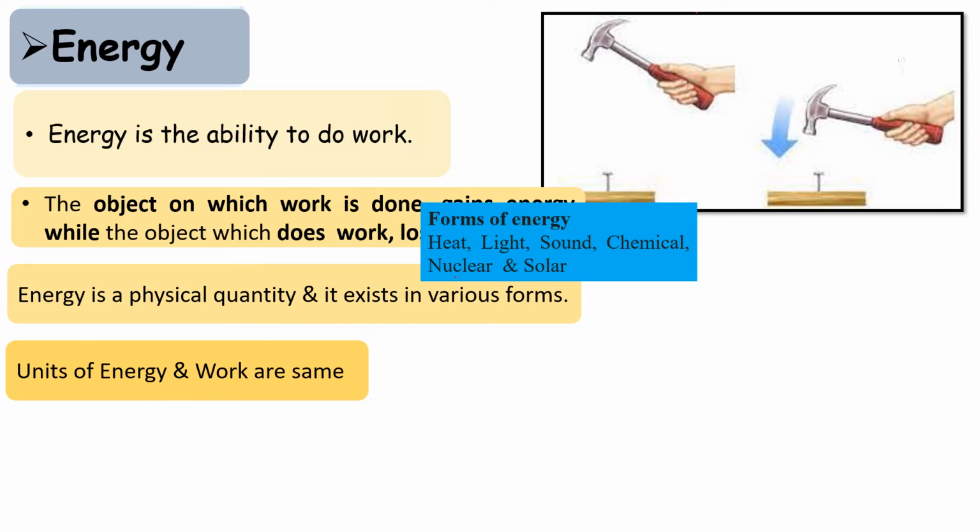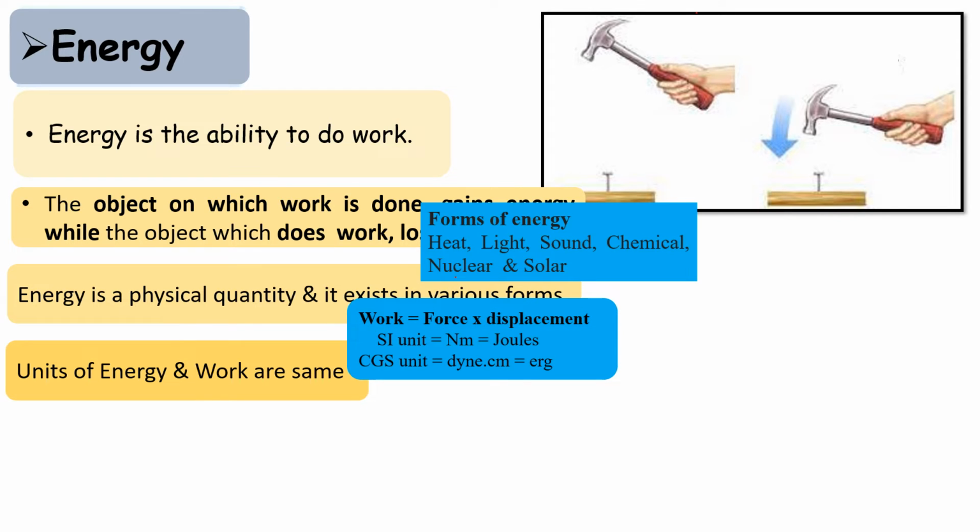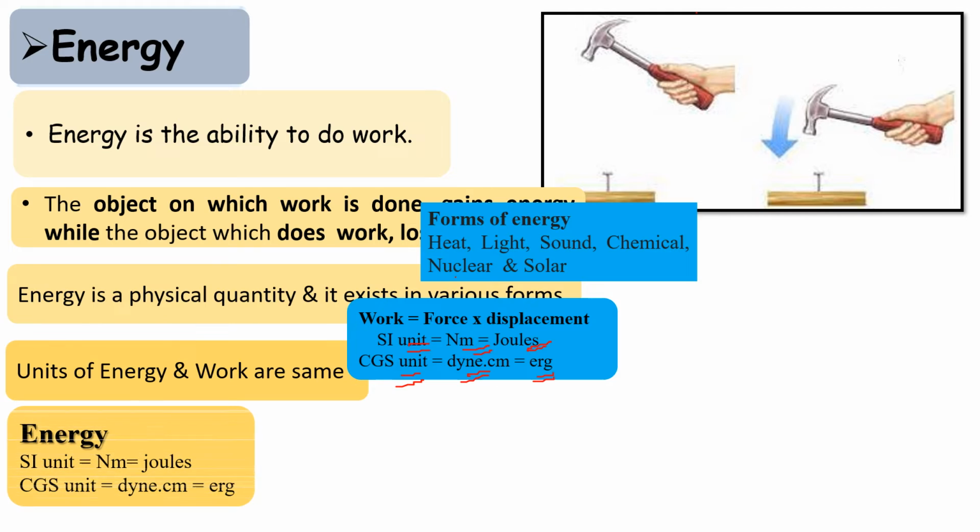Now units of energy and work are the same. Work is basically force into displacement. So the SI unit of work is joules or Newton meter, which is the same as joules, and the CGS unit is dyne centimeter, that is ergs. Similarly, for energy, the SI unit is Newton meter, which is called joules, and the CGS unit is dyne centimeter, which is called ergs.